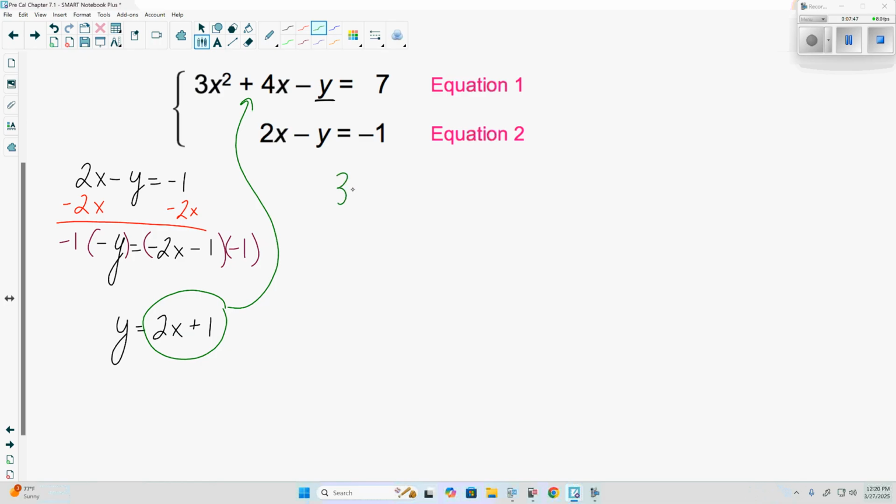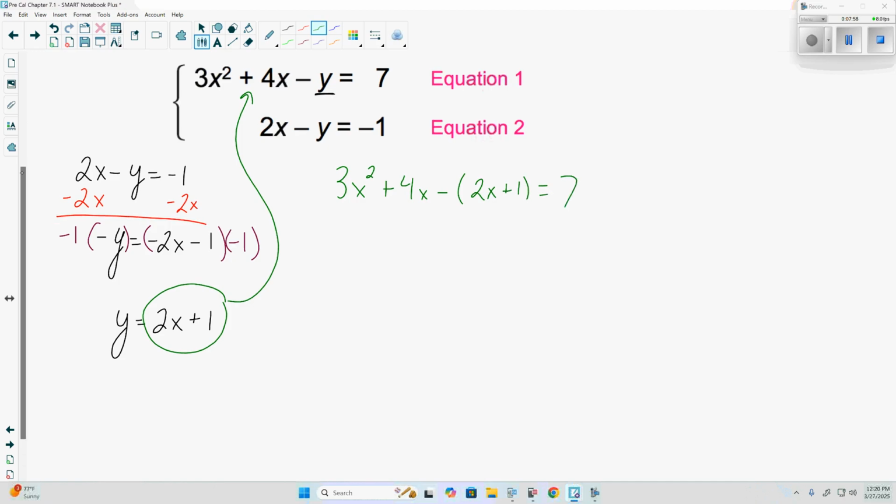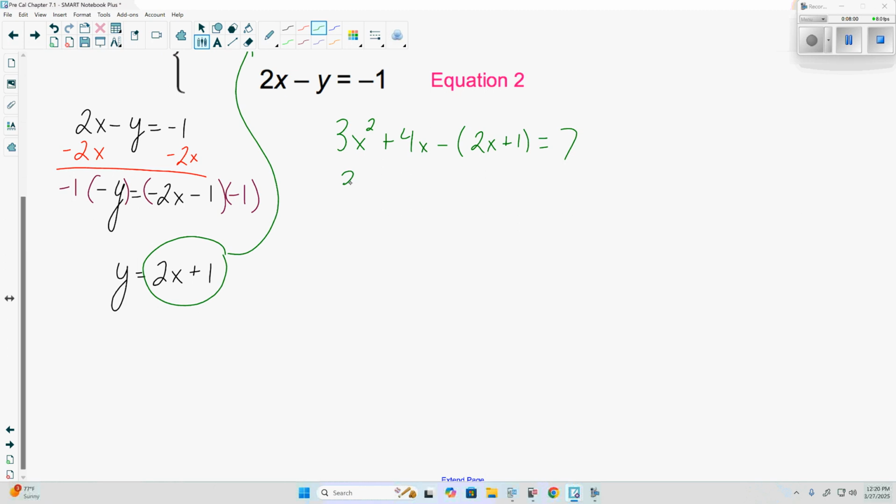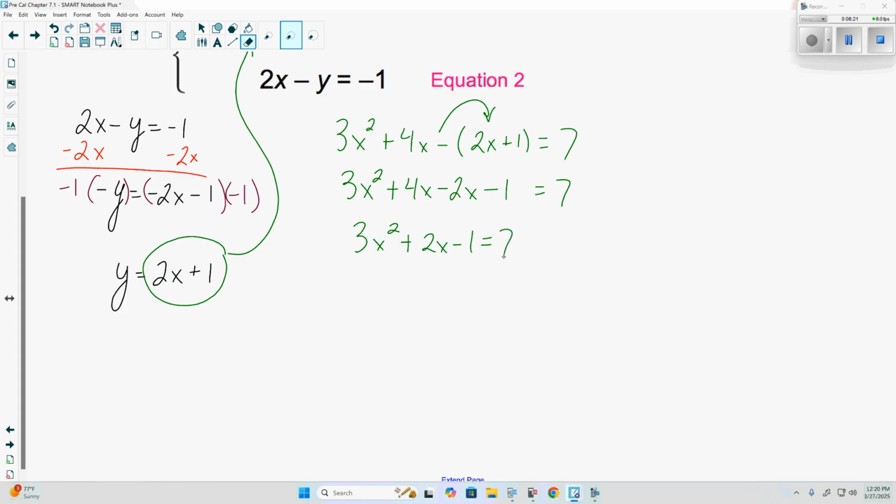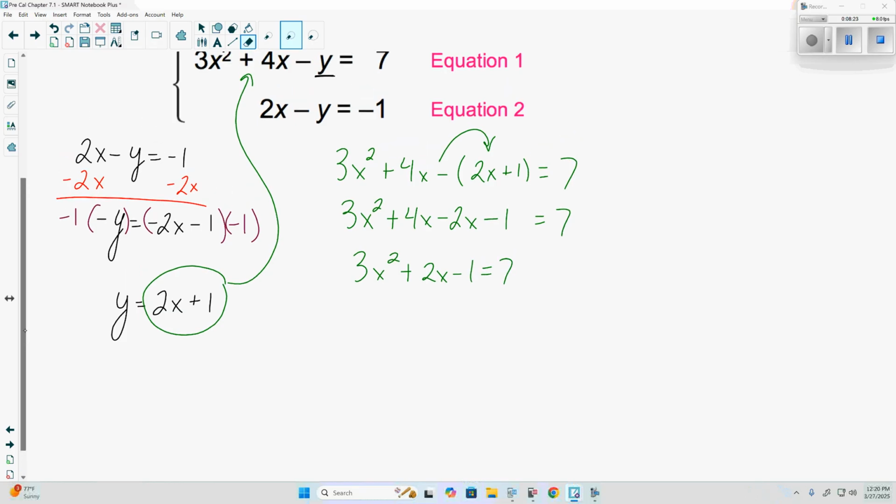So that'll give us 3x squared plus 4x minus (2x plus 1) is equal to 7. At this point here, we can distribute that negative through here, giving us negative 2x minus 1. Combine like terms. And we don't need that second parenthesis anymore. Plus 2x minus 1 is equal to 7. Questions on what we've done so far?